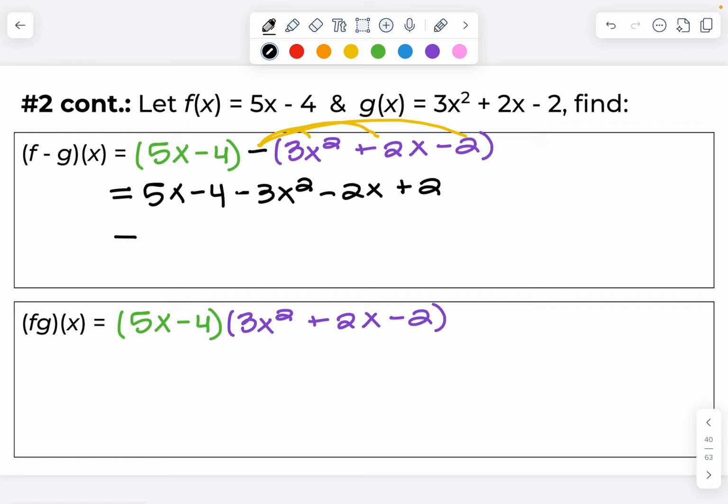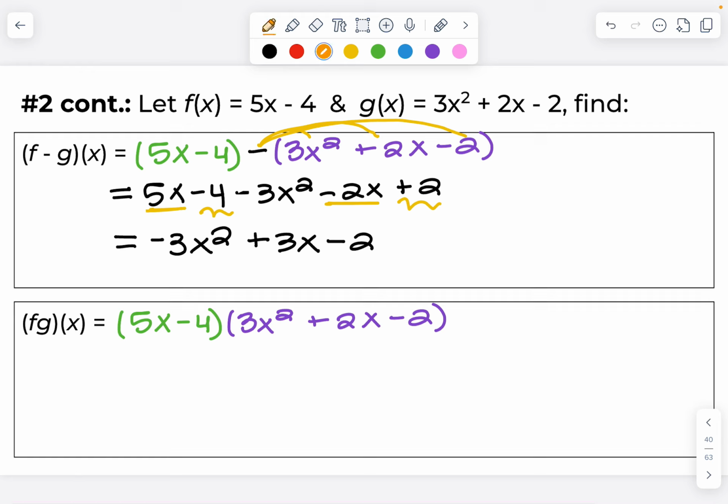From here, I can jump straight into combining like terms. So I'll get negative 3x squared. My like terms here are the 5x and the negative 2x, and then I've got a negative 4 and a positive 2. So this will give me a plus 3x and then a negative 2. And that is f minus g of x for this one.